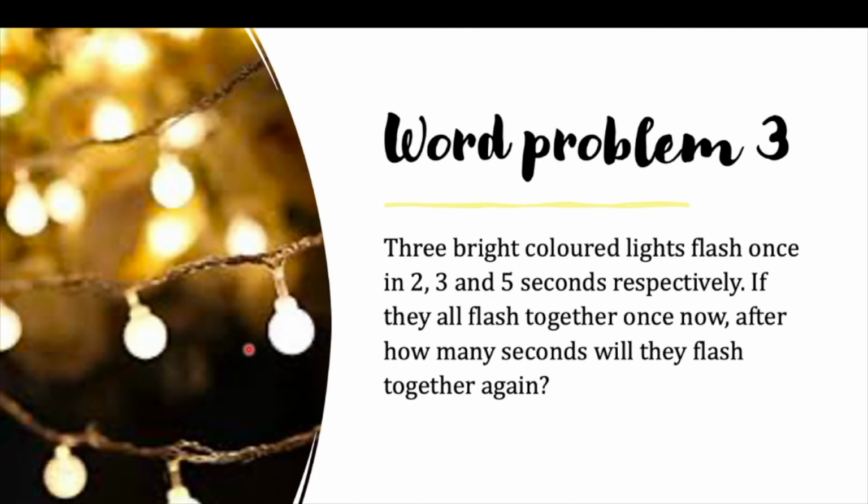So here in this question you have three brightly colored lights which flash once in 2 seconds, 3 and 5 seconds respectively. If they all flash together once now, after how many seconds will they flash together again? So maybe this one flashes every 2 seconds, this one every 3 seconds and this one every 5 seconds. And now they are flashing together once, and after how many seconds will they flash together again? So think through this problem again, work out the solution and check the solution only after you have arrived at your solution.